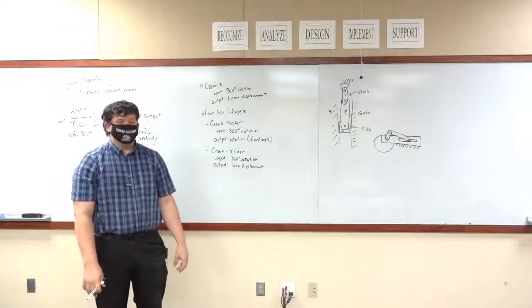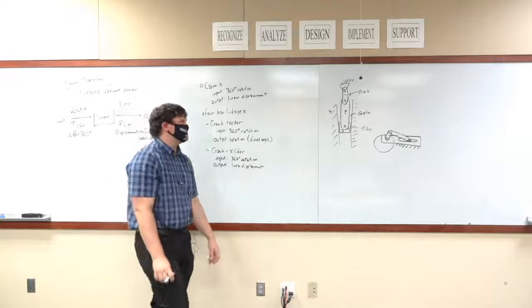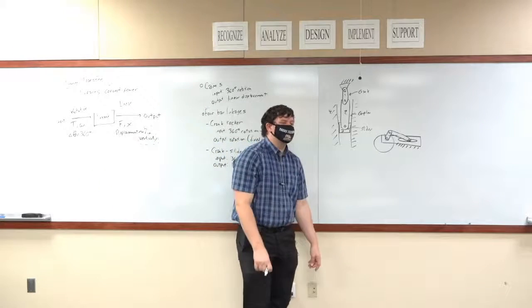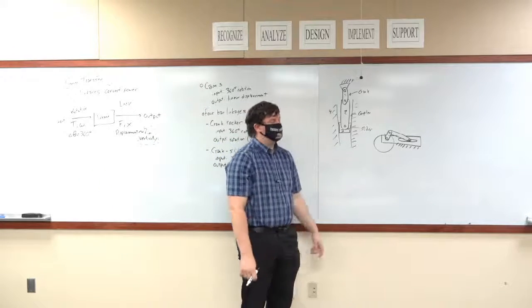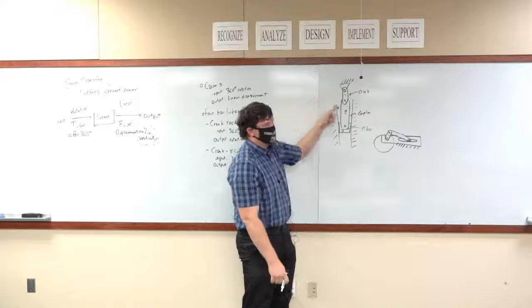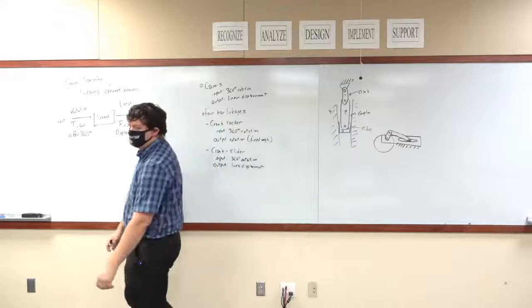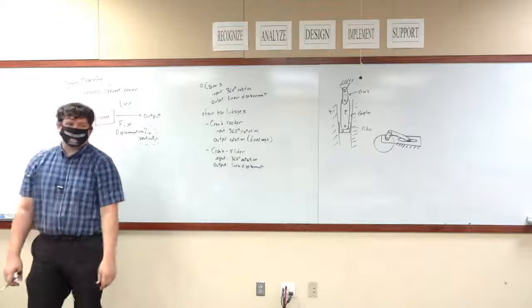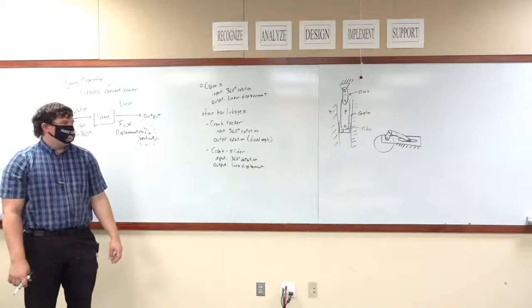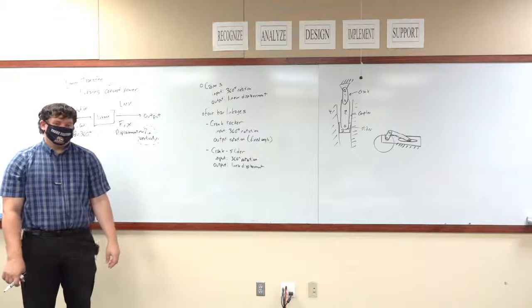Okay, simple solution. To get 7 inches of lift, all you have to do is make sure your crank is 3.5 inches between this point and this point. That's it. I've just solved your entire problem. Now, I did say that this is not the best solution.